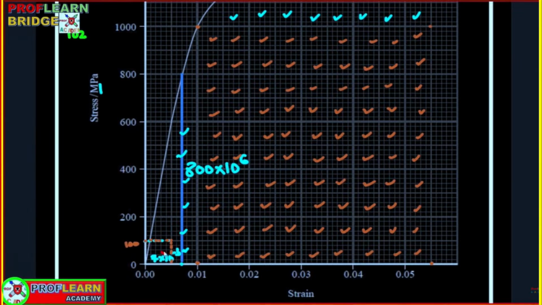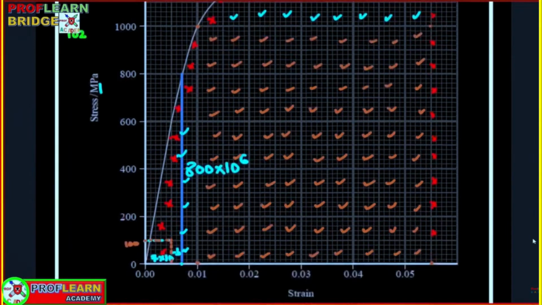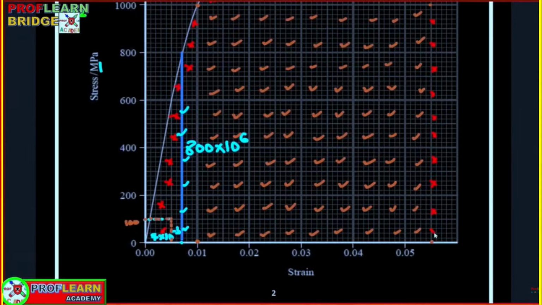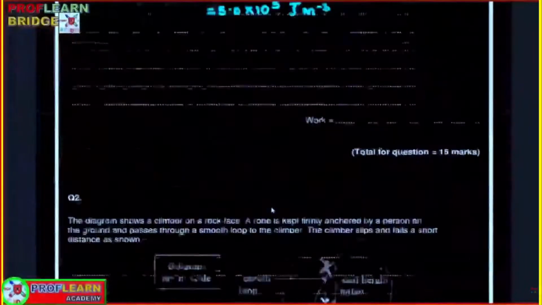Once we have done that, we count all the incomplete squares, then add the number of incomplete squares times a half to the complete squares. Of course, I've counted the complete squares as 1 or 2, and the incomplete squares are 33. Then 33 divided by 2, and we add the answer we get.